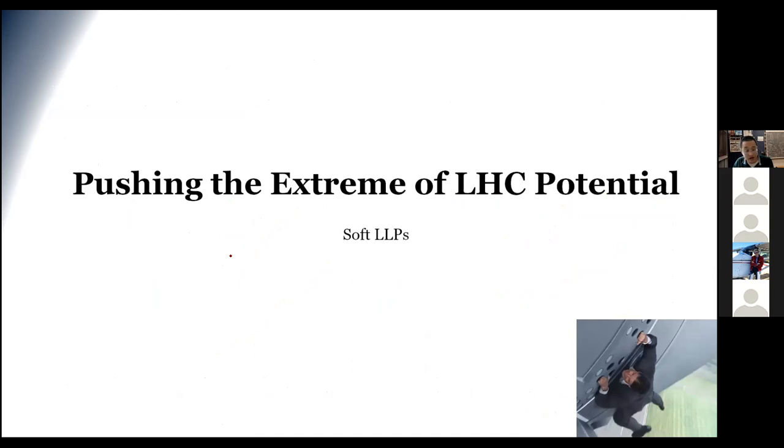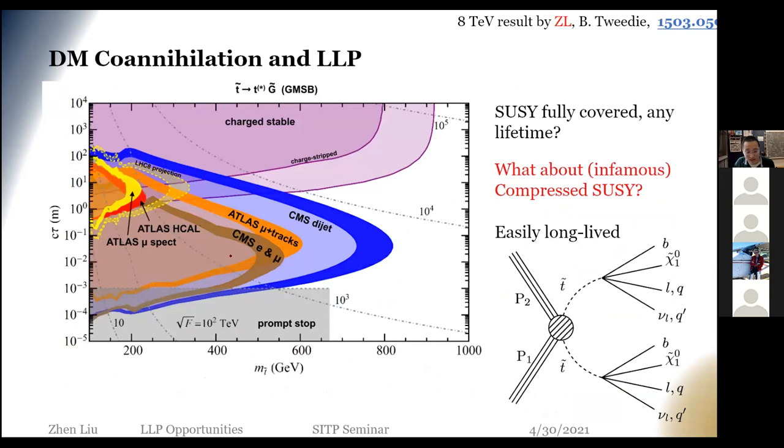Instead, in the last 5 minutes I have, let me give you another Mission Impossible thing. Almost like I fall out of the airplane. So, looking for soft long-lived particles. Many of you in the audience have done SUSY searches at some point in your career. So we all know the SUSY stop is one of the primary targets for TeV scale SUSY and for many arguments of Higgs mass or naturalness, et cetera.